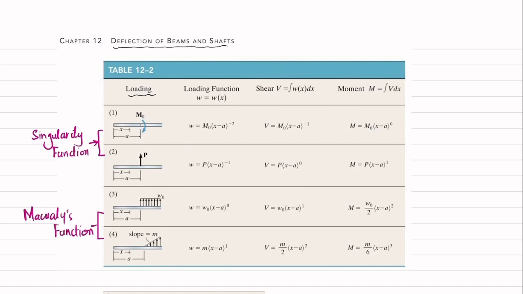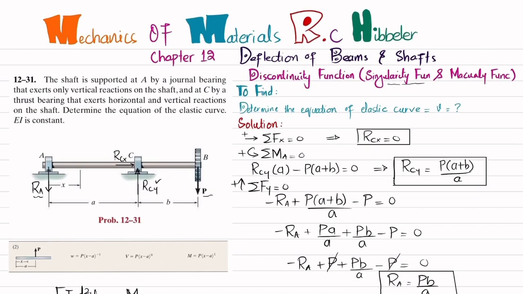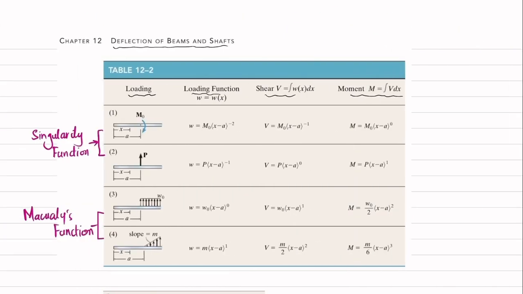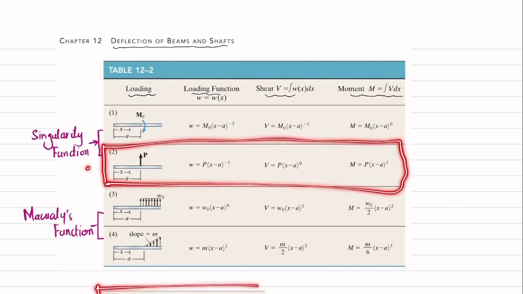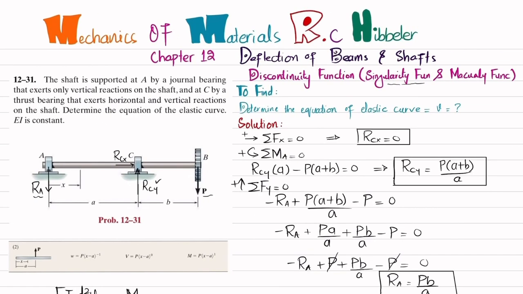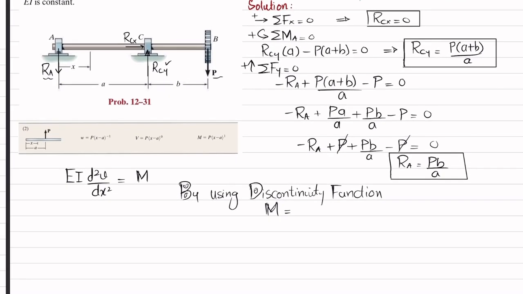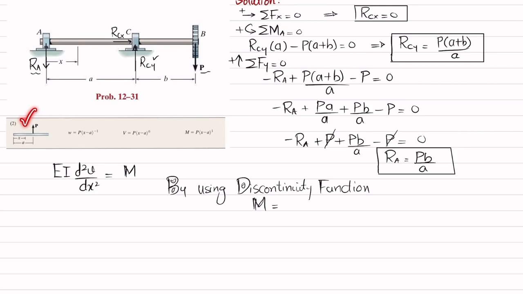The first column shows the loading, the second column shows the loading function, the third is shear, and the fourth one is the moment function. Since we are interested in moment, and this case shows only the concentrated force at these points, what will be the case we will use? We will use the singularity function, and the case will be this second one. So I will copy this, I already have this one, and paste it over here. We will take the help of this second row of the table and calculate the moment function.